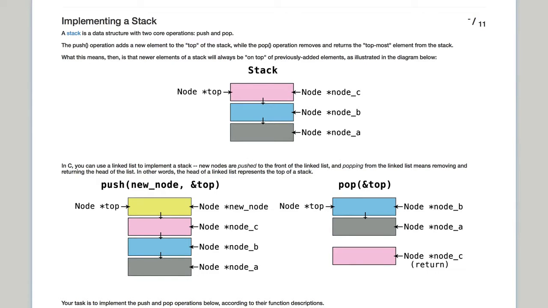In this problem, you're implementing two stack operations, push and pop. The problem specification requires that the stack be implemented using a linked list where the head or front of the list represents the top of the stack. Always updating the head of the list will result in elements being added and removed in a last in, first out manner, as we expect from a stack.